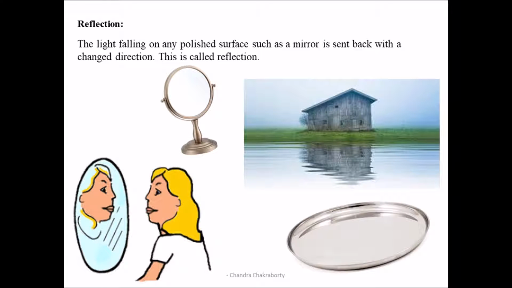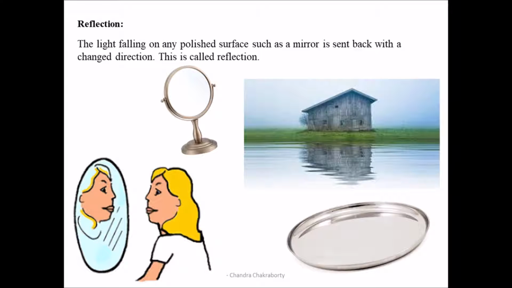The light falling on any polished surface such as a mirror is sent back with a changed direction. This is called reflection. So here in this slide, I have given some images where you can see that reflection is happening. In the first example, I have given a woman who can see her image in a mirror. All of us are very well aware of this example because we use a mirror to see ourselves in our day-to-day lives, right?